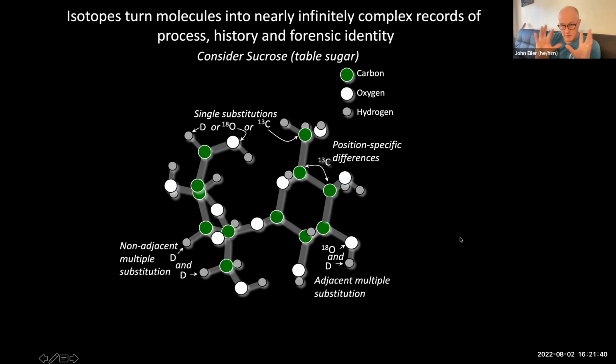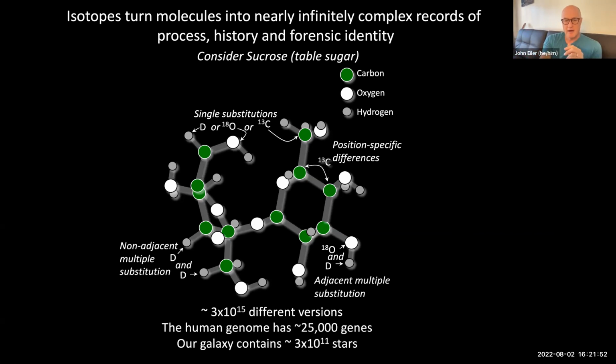When you consider all of these possibilities, and then you sit down and calculate what are all the different versions of the table sugar molecule, there's 3 times 10 to the 15 of them. That's way more than the number of genes in the human genome. It's more than the number of stars in our galaxy. It's a huge, huge number.